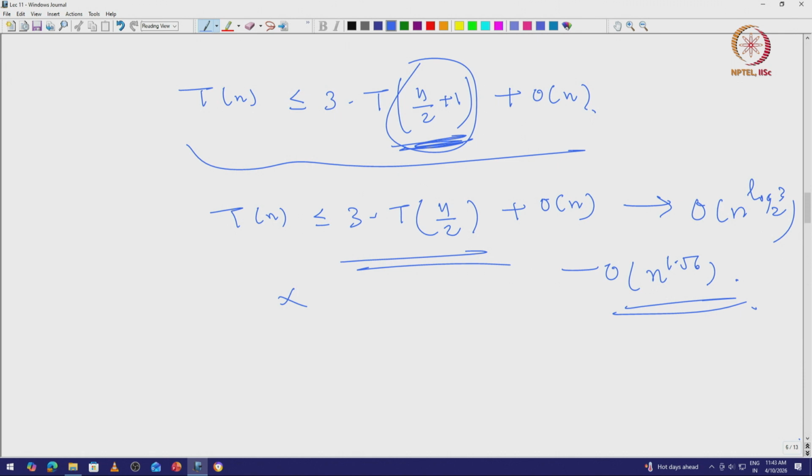Okay. How do we handle this? How do you do the analysis for this? Very simple, except that you have to consider a slightly different infinite series and then solve it. We will see the solution in our next session.